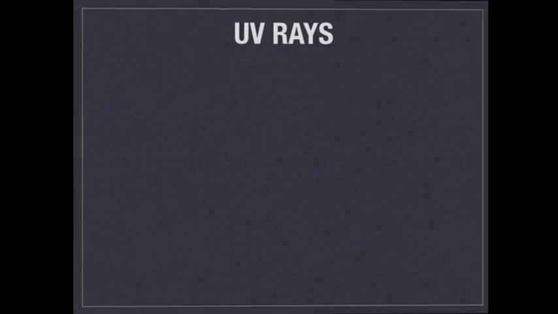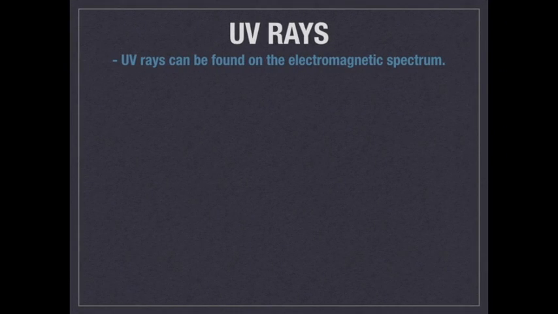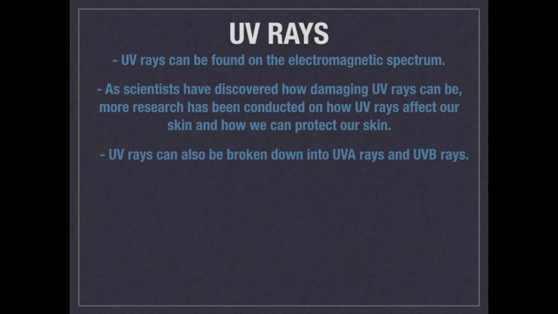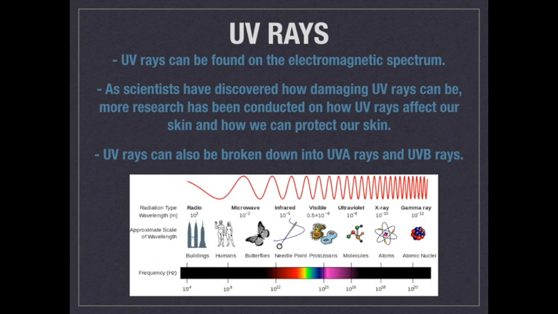UV rays. UV rays can be found on the electromagnetic spectrum. As scientists have discovered how damaging UV rays can be, more research has been conducted on how UV rays affect our skin and how we can protect our skin. UV rays can also be broken down into UVA rays and UVB rays.